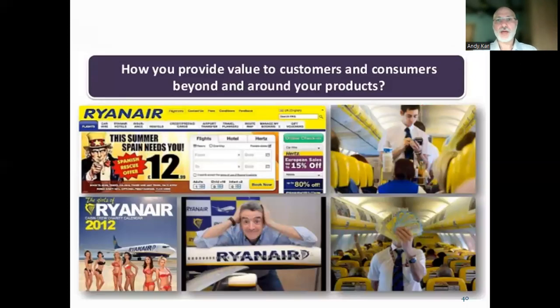How you provide value to customers and consumers beyond and around your products. You can see here that you might be able, for example, to help your customers enter competitions, to give them some offerings, okay, some bundles, some packaged products. Maybe, for example, if we have here Ryanair, maybe you give them some free vacations or lower prices for specific destinations, etc. In that way, you add value to them, you attract more customers, and you create a stronger bond with them.